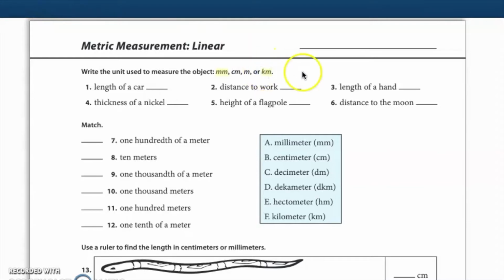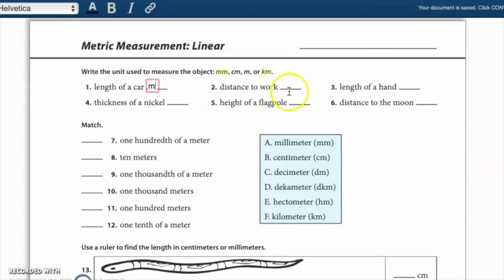Then let's do number 1. So when we're measuring the length of a car, which unit should we use? It's definitely bigger than millimeter, because we usually use millimeter for very small items like coins or buttons, things like that. So we know that a car is way bigger than a coin. So I will be using meter for the length of a car.